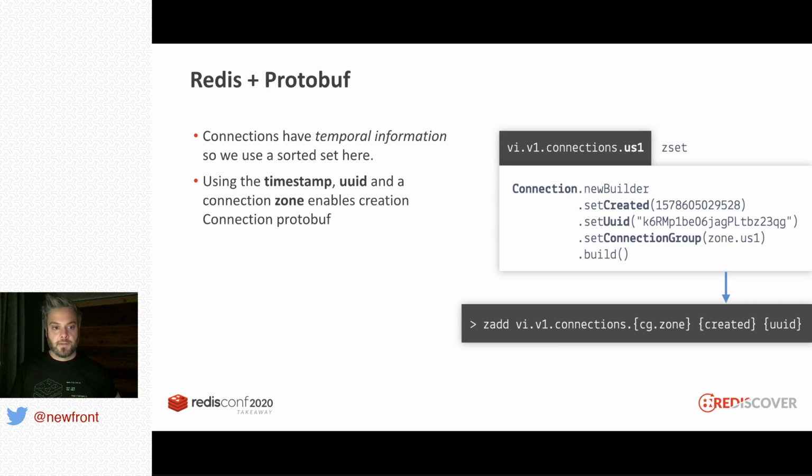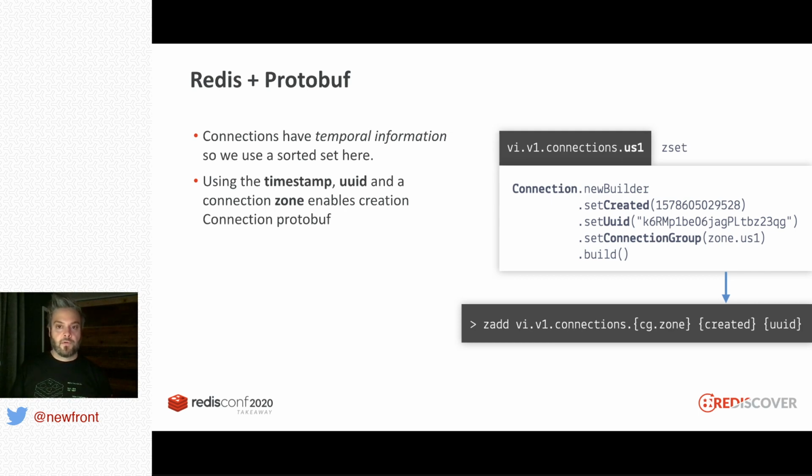We also know that a connection is built off of underlying properties of Protobuf. So the Protobuf message for connection would say, okay, connection has created, it's got a UUID, and maybe it has a connection group, and the connection group is going to be zone US1. Well, how can we take that information that we want from that Protobuf object, and create a pointer to that data? If you establish a way of using the underlying Protobuf message to identify keys, then you don't have to pass as much information back and forth.